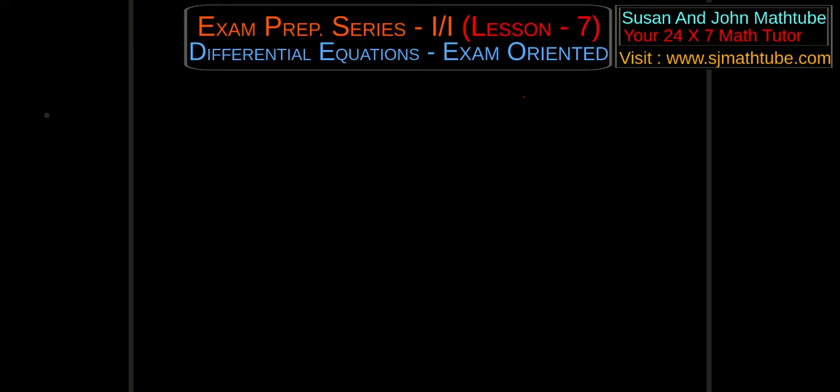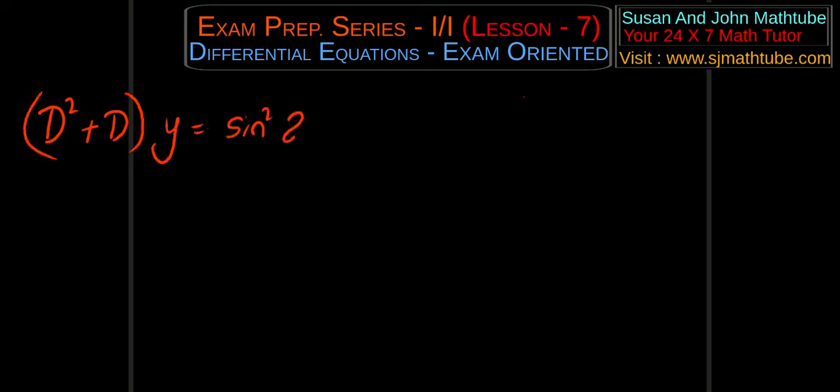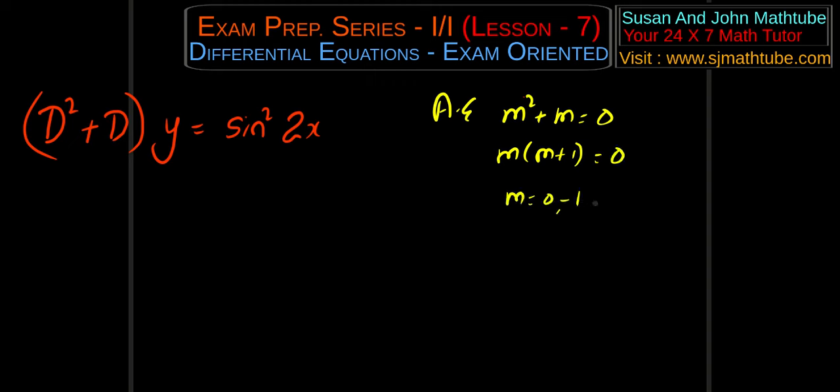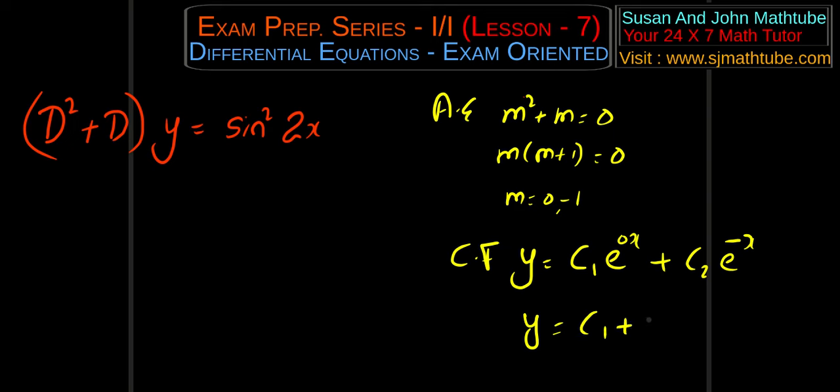Solve the differential equation (D square plus D) of y is equal to sine square 2x. So what's the first thing to do? Auxiliary equation, that is m square plus m equal to 0. So m into (m plus 1) equal to 0. So m equal to 0, minus 1. And the complementary function is y is equal to c1 e to the power 0x plus c2 e to the power minus 1 into x. That is y equal to c1 plus c2 e power minus x.